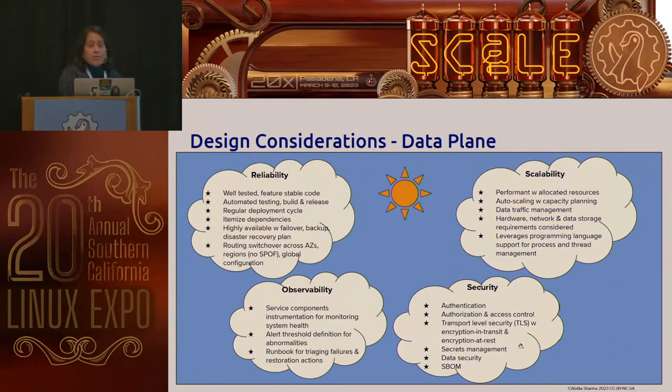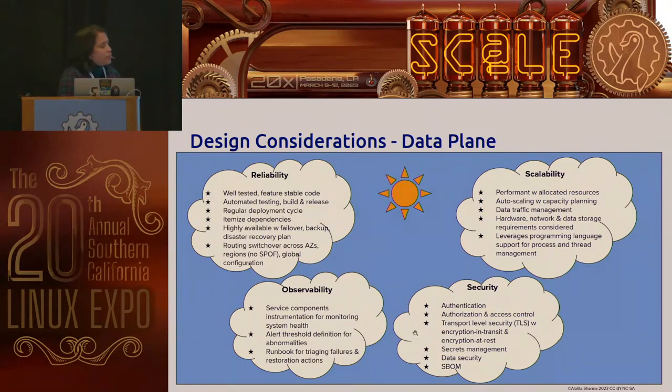Secrets management. What are the credentials that you're sharing, and are they encrypted or stored in a place where they're not visible when you're sending them over the wire? Data security and SBOM, right? Again, these are areas that you do need to address in your security architecture as you build the data plane out.